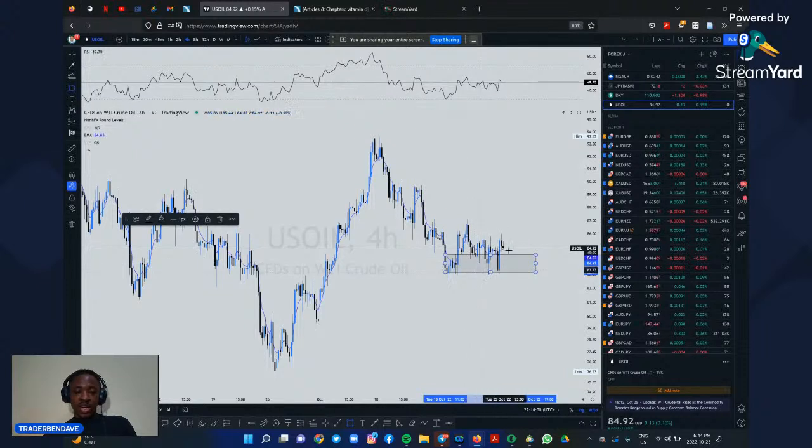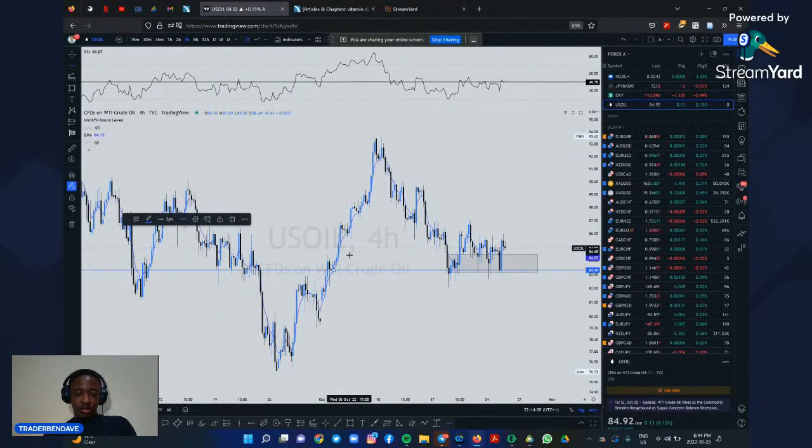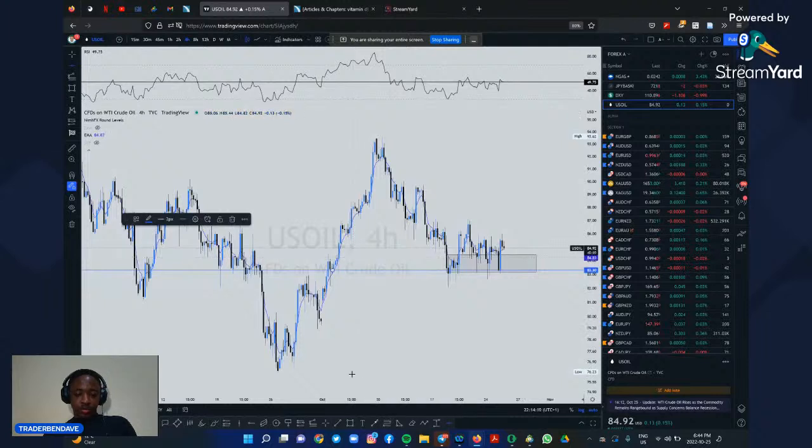So currently we are treating this as bullish. So bullish oil from this structure here. So we have price pushing up like this. So this is how the market pushed.